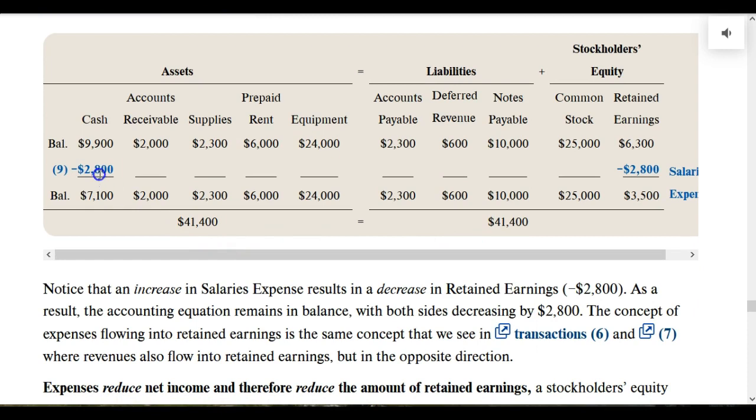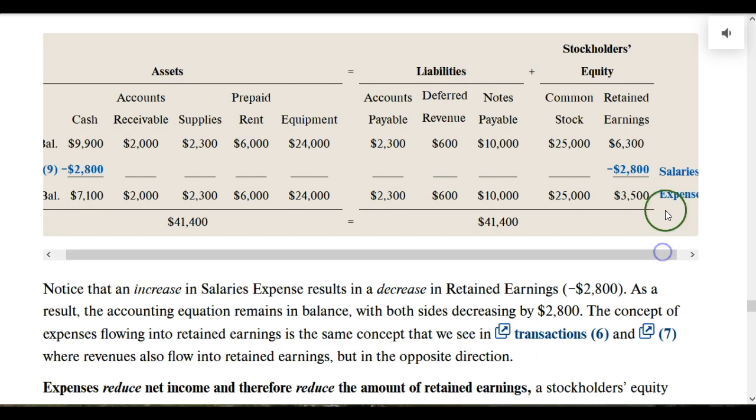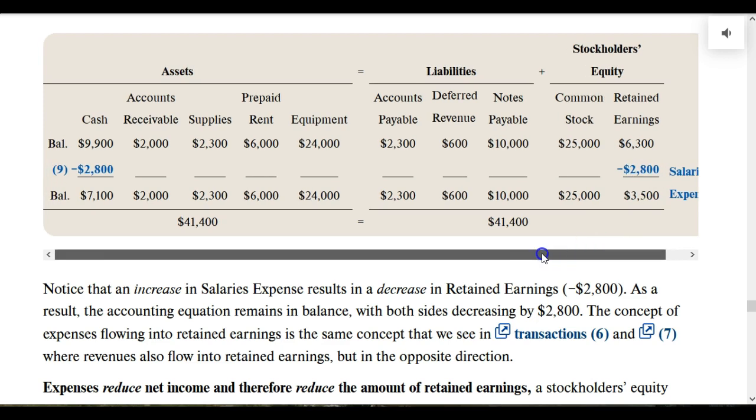Cash went out the door. That's the easy part. You know that. You wrote the payroll checks. On the other side, salaries expense, sort of going off the page here. I can move that over a little bit. Salaries expense, $2,800 negative. Don't forget that. Your revenues you added. Your expenses you're going to decrease here. So both sides of the equation will decrease. The assets went down. We're down to 41.4, and the total of liabilities and stockholders' equity also went down to 41.4. Everything still stays in balance.